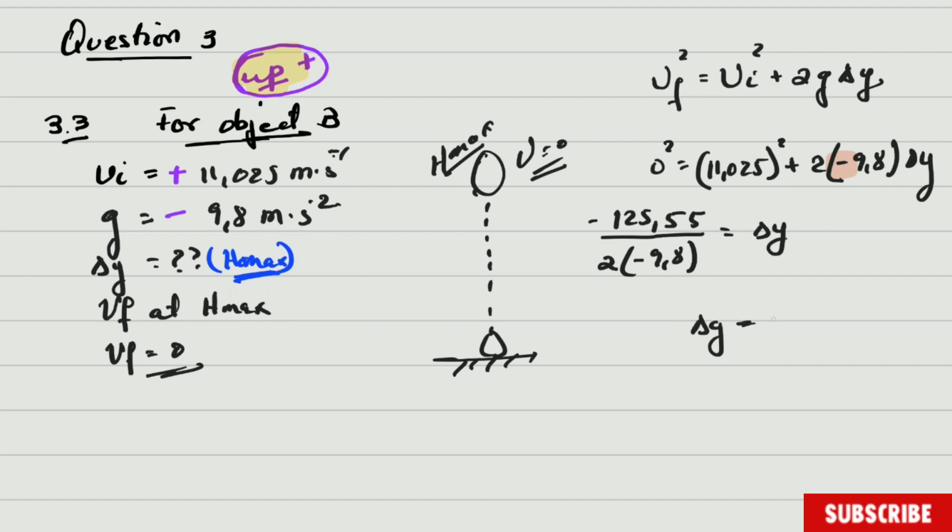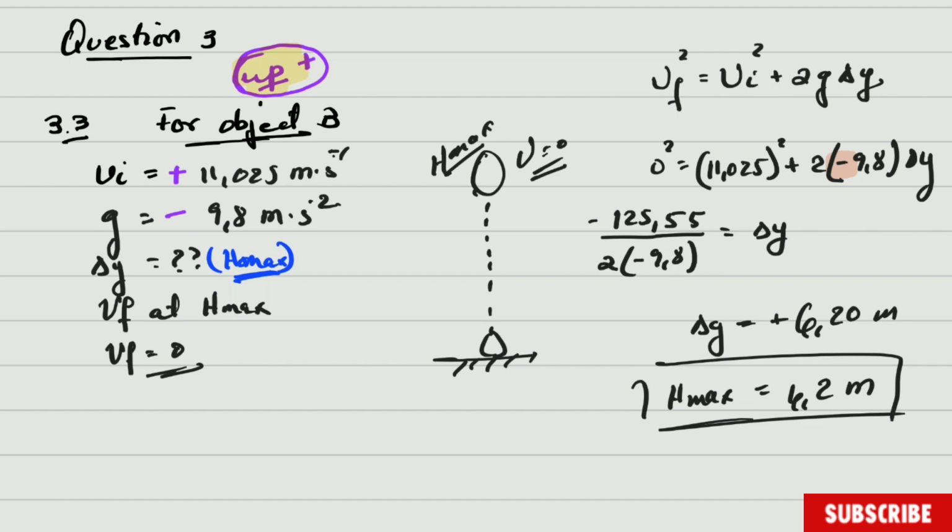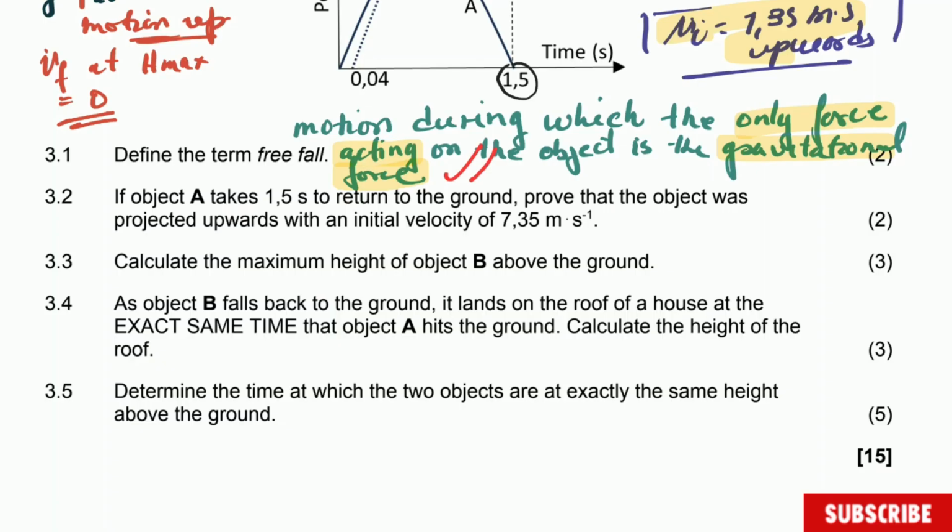So you will get that this one is equal to positive 6,20 meters, and that one is the maximum height for object B, 6,2 meters. That is the answer, guys. Now, if you do this, what do you get? You get 1 for the formula, 1 for the substitution, and 1 for the final answer. And it's quite easy, guys. It's not difficult.